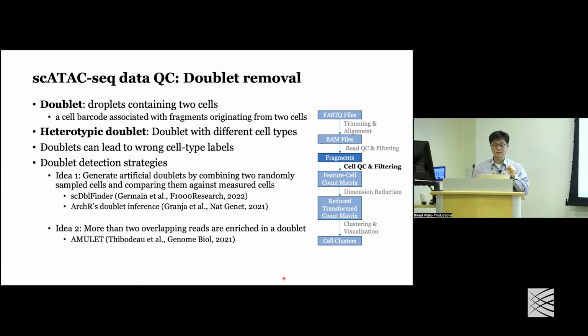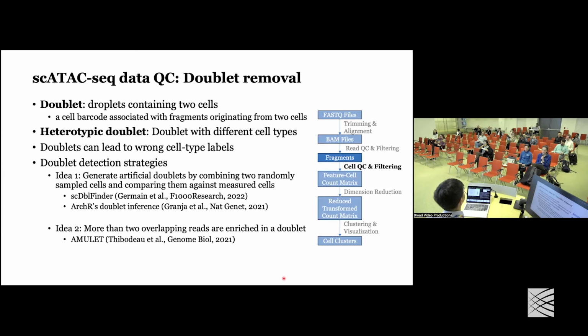May I ask a question? Please. Do you first mask part of the genome where it has low mappability, where you would just get multi-mapping just because of the genome reference, not because there are actually two cells in that droplet?